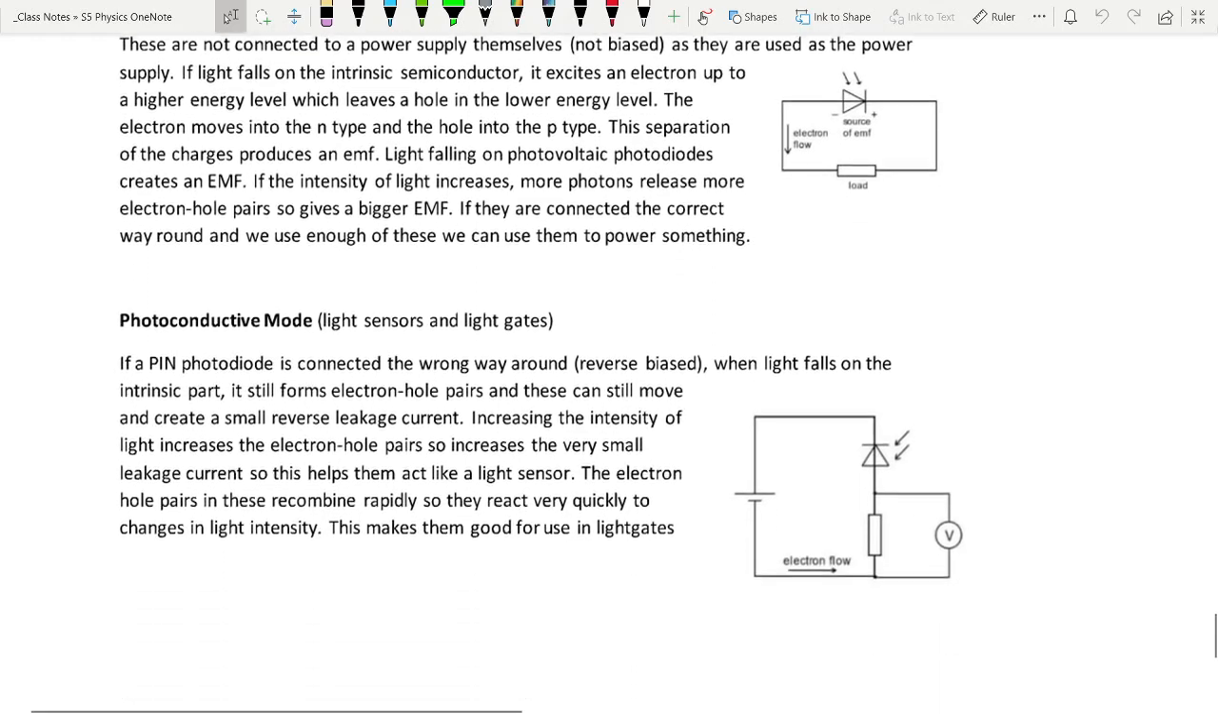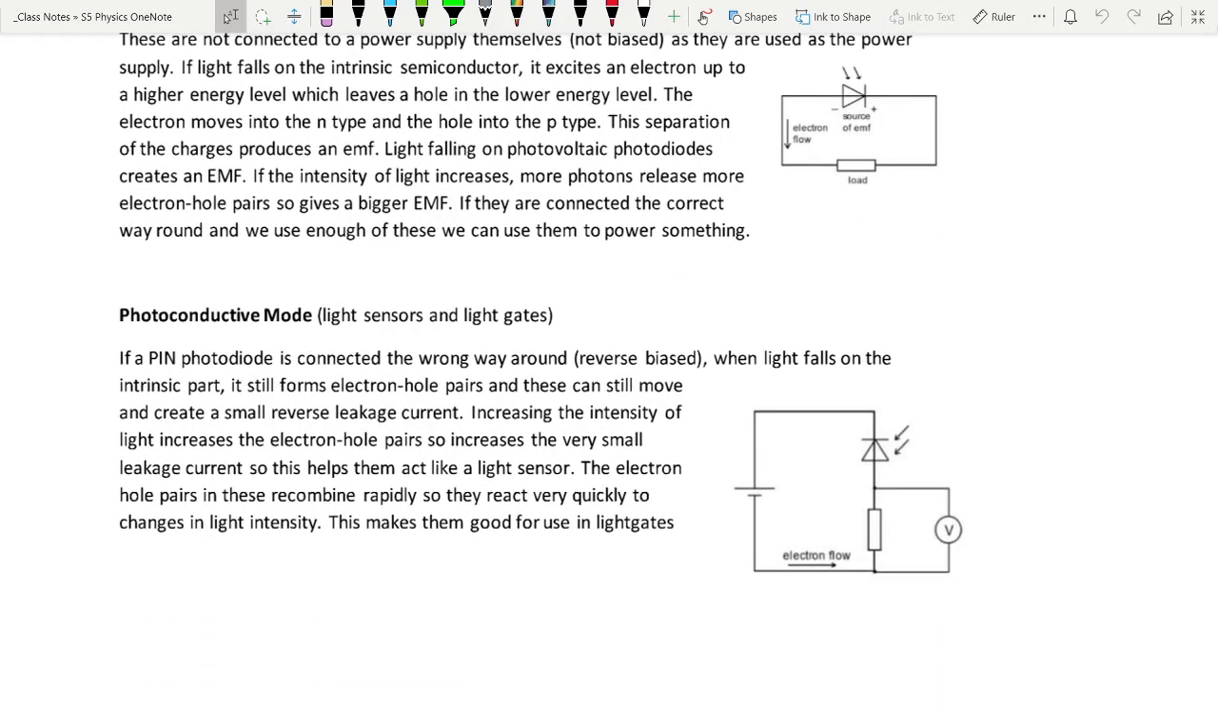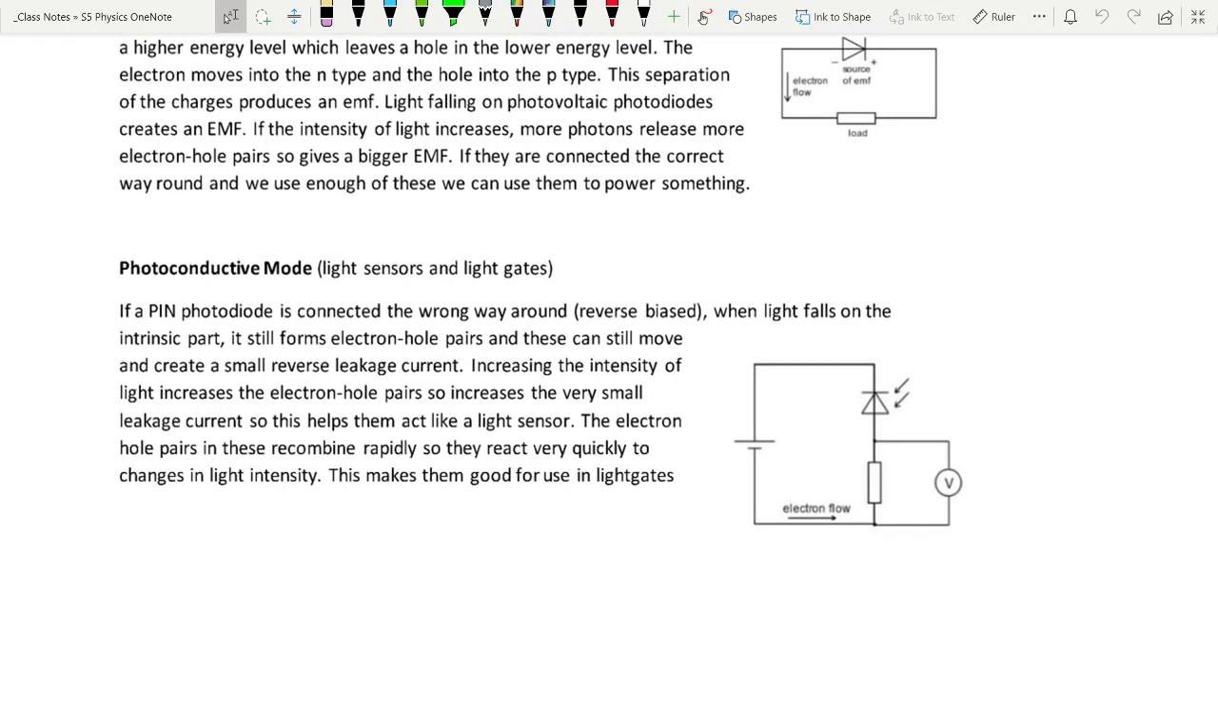something. Photoconductive mode is light sensors or light gates. So again, we've got a PIN junction. Connect it the wrong way around, so reverse biased. When light falls on the intrinsic part in the middle, it still releases an electron and forms this electron hole pair, and they can still move and create a small leakage current. Increasing the intensity of light increases the electron hole pairs, so it increases the very small leakage current. So this helps them act like a light sensor.